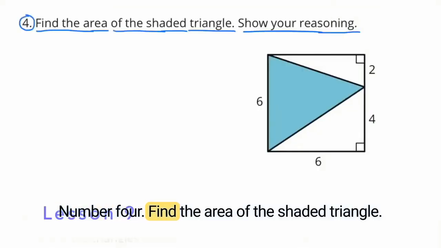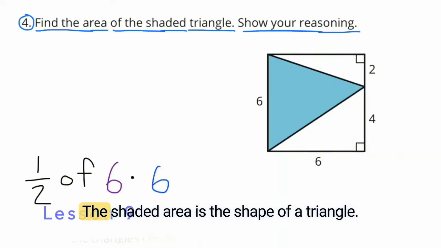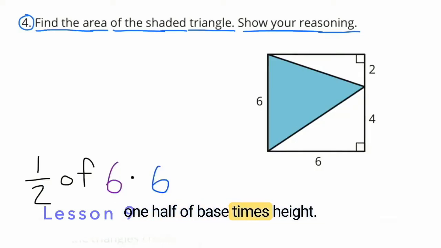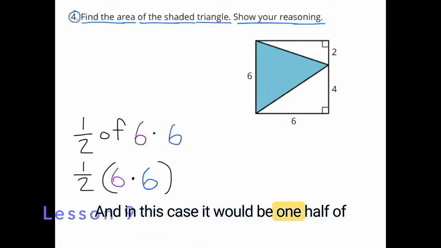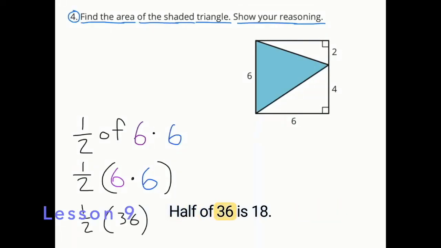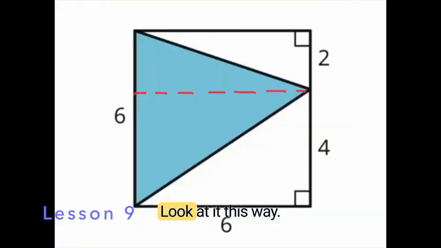Number 4. Find the area of the shaded triangle. Show your reasoning. The shaded area is the shape of a triangle, so we're going to use the formula 1/2 of base times height, and in this case it would be 1/2 of 6 times 6. And 6 times 6 is 36. Half of 36 is 18, so the area of this shaded triangle would be 18 square units. Look at it this way.